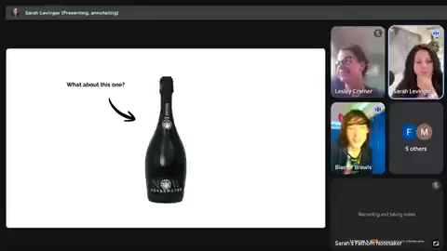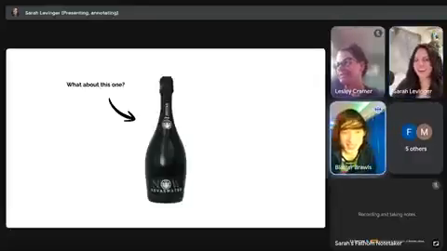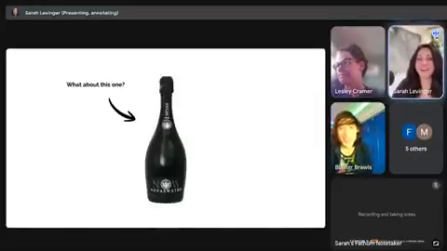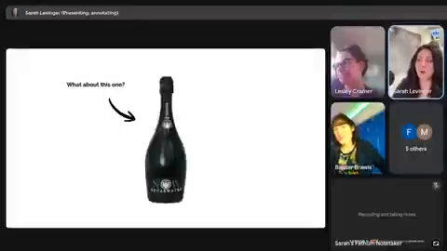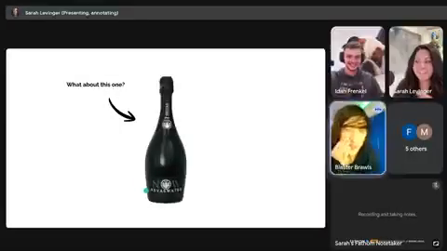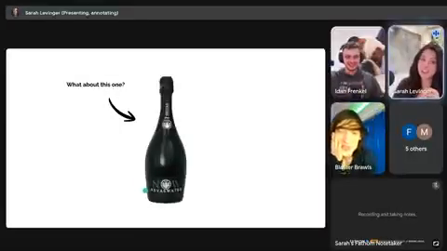How about this one? Oh shit. How much would you pay for this bottle of water? That's water. I've seen this in Europe before. This is a company called Nevis Water, and they actually do sell these bottles.